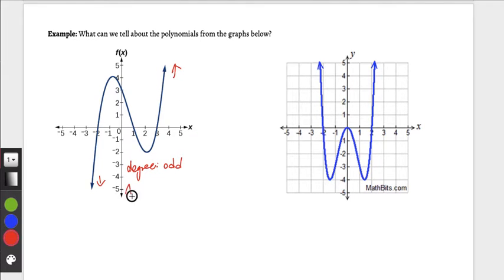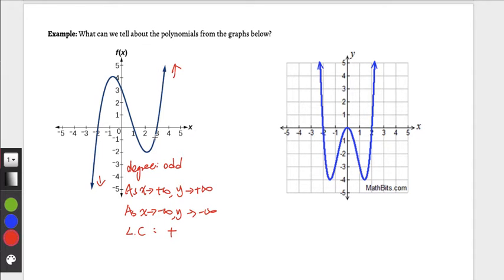So let's write down the end behavior. As x approaches positive infinity, y also approaches positive infinity. But when x goes to negative infinity, y also goes to negative infinity. So as you can see, x and y keep the same consistent pattern here and follow the same direction. That's why we can say the leading coefficient is positive.